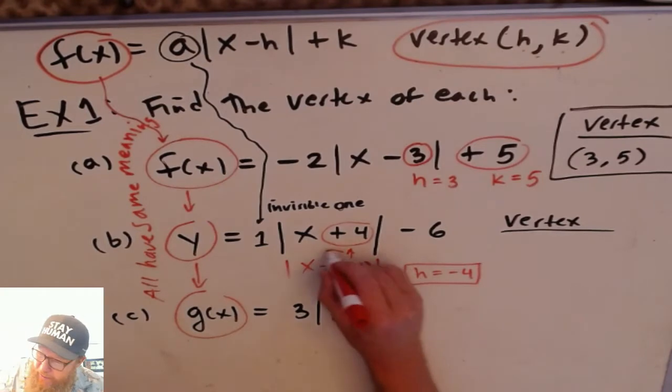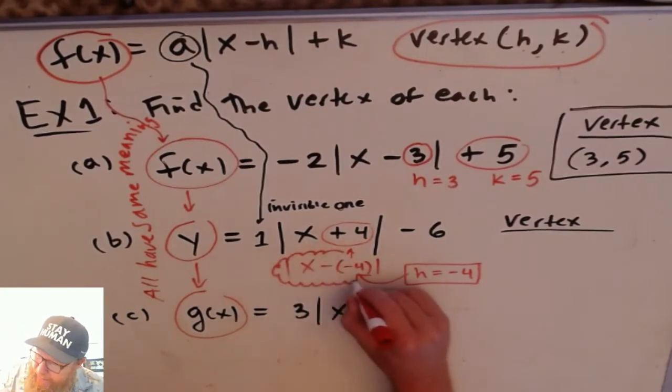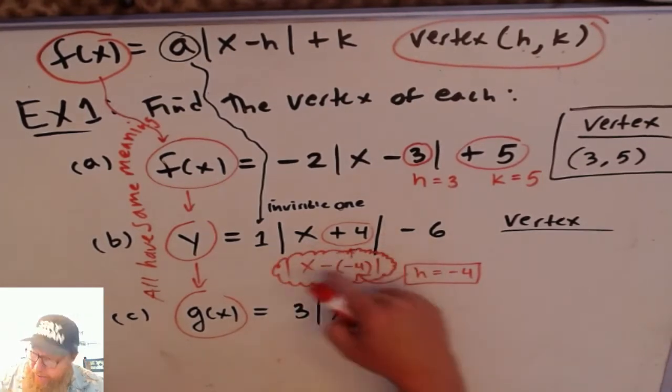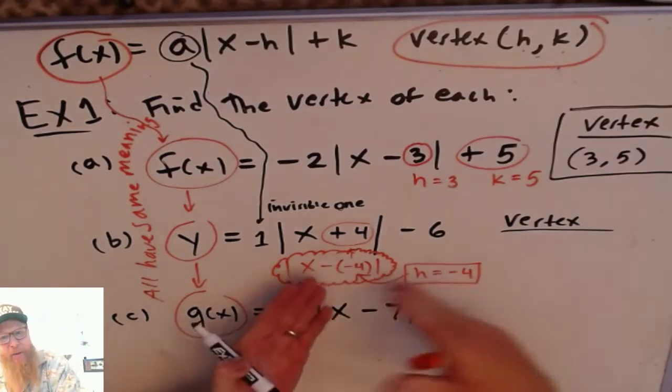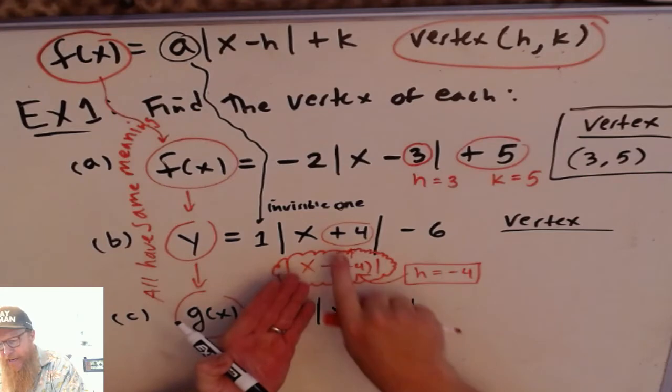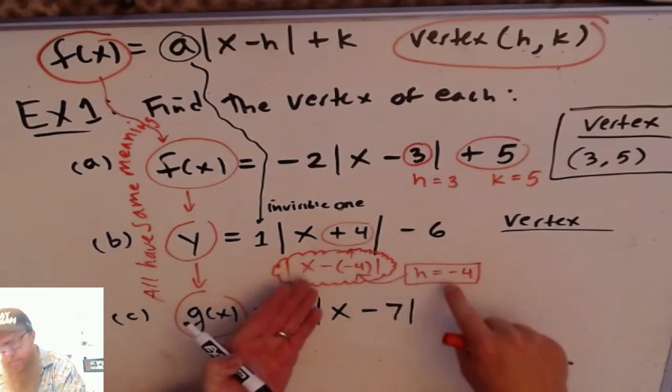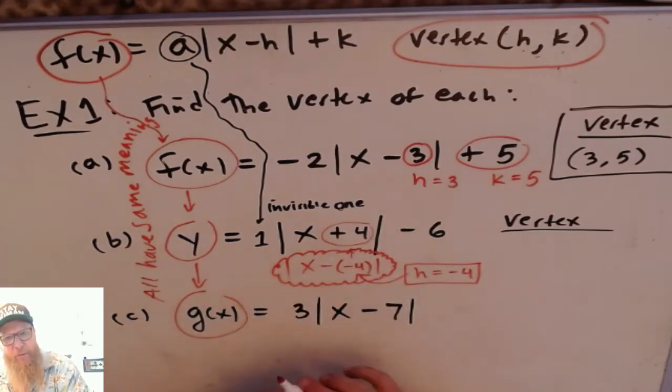You can just do this step mentally. I mean, if you want to write it in your notes, I highly recommend it one time. Write it in your notes once. And then for the rest of the semester, you'll just do it mentally. If that's positive, you can just jump over here and say h is -4.